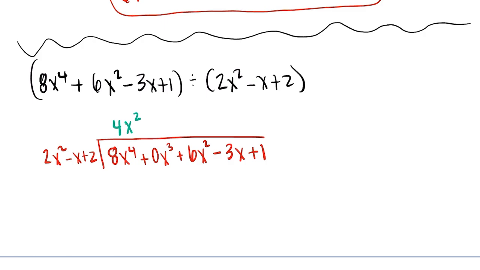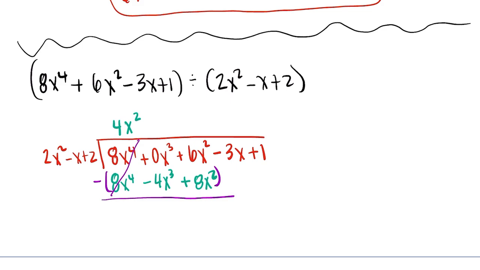So then I'm going to take this, multiply it by this whole thing. So distribute it would give me 8x to the 4 minus 4x cubed plus 8x squared. And then I need to make sure that all of this gets subtracted. So 8x to the 4 minus 8x to the 4, that will always cancel out if we've done everything correctly.